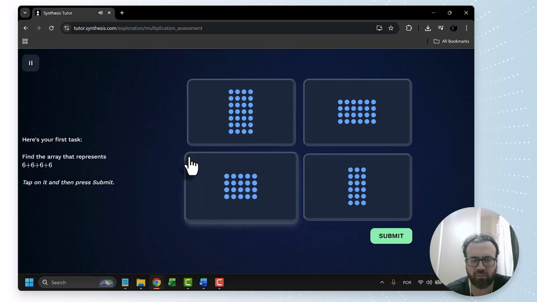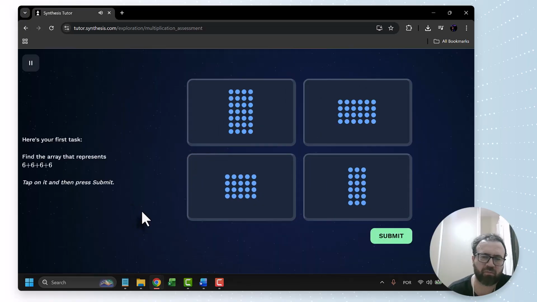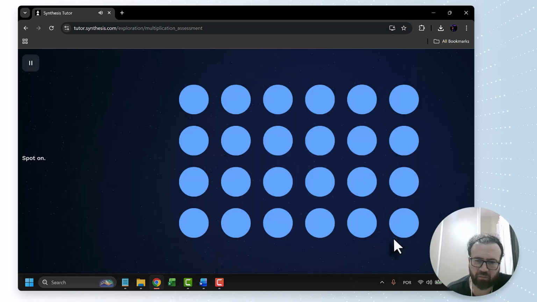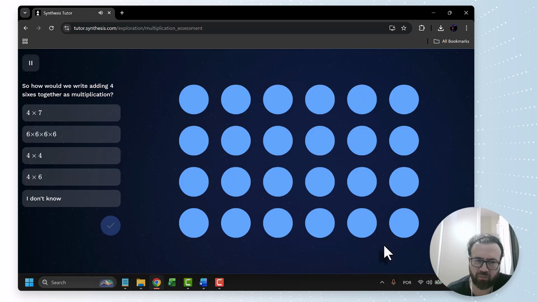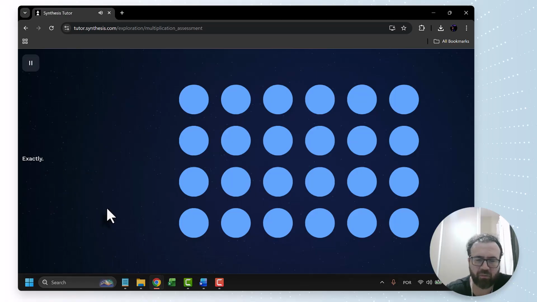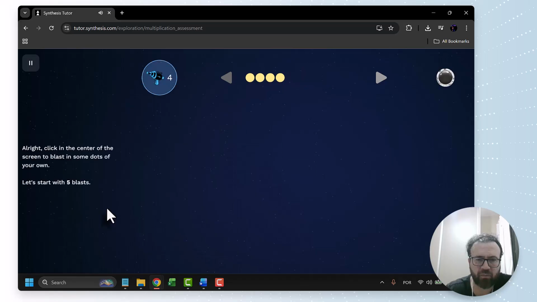Here's your first task. Find the array that represents 6 plus 6 plus 6 plus 6. Tap on it and then press submit. Spot on. So how would we write adding 4 6s together as multiplication? Precisely. And so what is 4 times 6? Exactly. All right, click in the center of the screen to blast in some dots of your own. Let's start with 5 blasts.